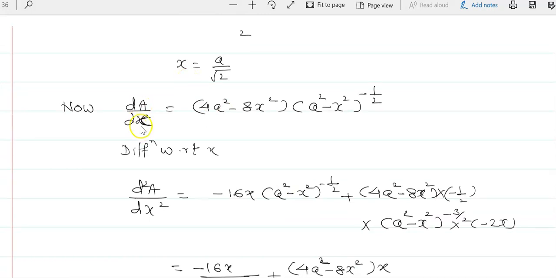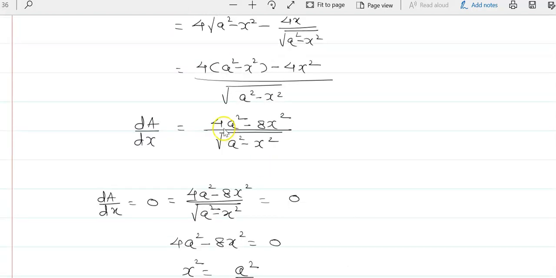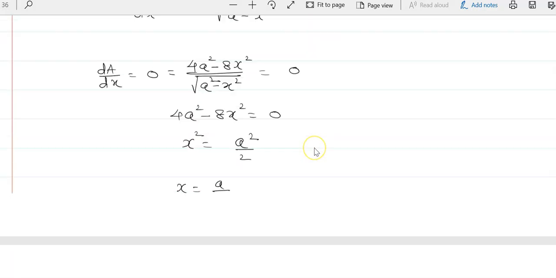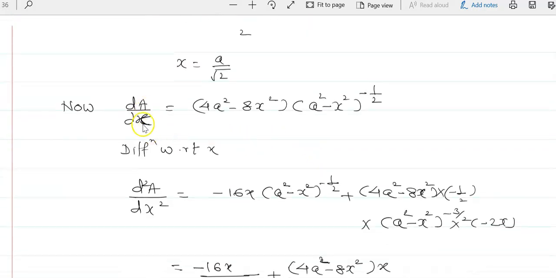Now dA/dx, the first derivative that we have calculated, is (4a² − 8x²)/√(a² − x²). Here dA/dx is (4a² − 8x²)(a² − x²)^(−1/2). Now we'll differentiate this again with respect to x. To avoid the use of the quotient rule, we can take the denominator to the numerator and it becomes (a² − x²) raised to −1/2.